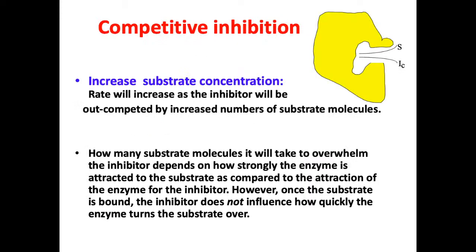So first is your competitive inhibition. In this, as we know, as your substrate concentration increases, the rate will increase, and the inhibitor will be outcompeted by the increased number of substrate molecules. So here your inhibitor will be competing with the substrate for the active site.